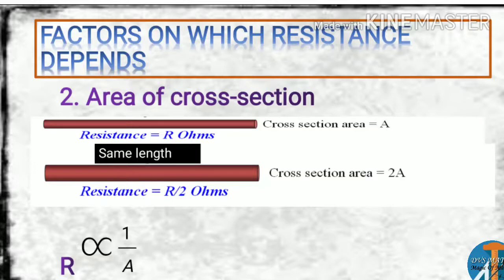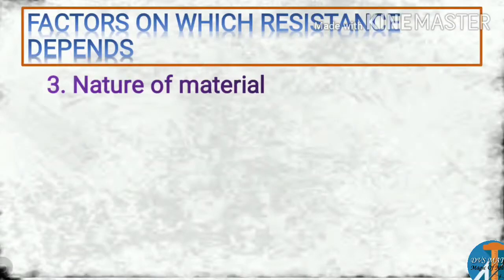So here we are writing it as R is proportional to 1 by A. If we take the reciprocal, it is inversely proportional. So R is inversely proportional to area of cross section.